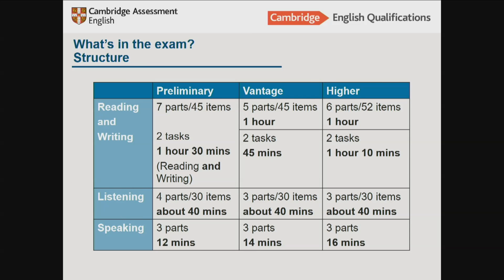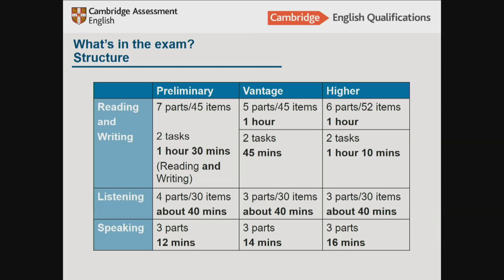Let's look briefly at the structure of the exam. So, we've already mentioned that there are 3 exams: preliminary, Vantage and higher. And each of those exams has reading, writing, listening and speaking papers, as well as grammar and vocabulary. You can see that for the preliminary exam, the reading and the writing exams are actually together in one exam that takes about an hour and a half.